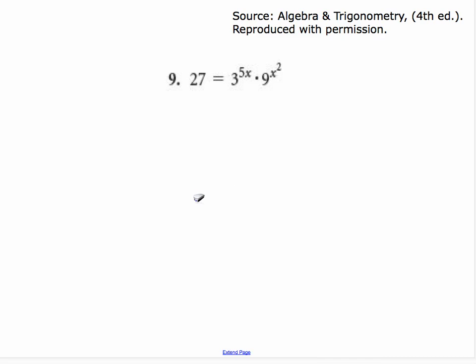Okay, here's a couple of questions that involve exponents, maybe a little bit of logarithms. First question, they ask us to solve. So they want us to solve that.